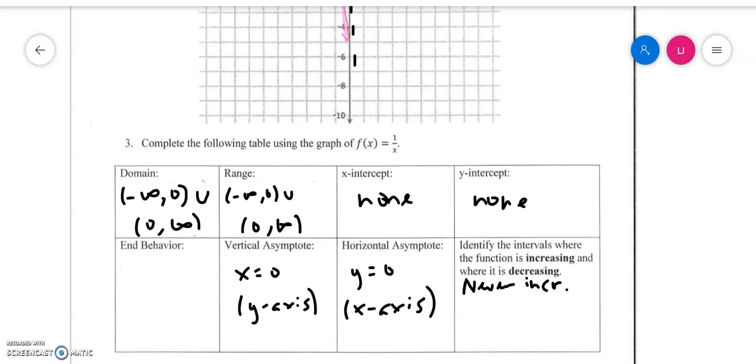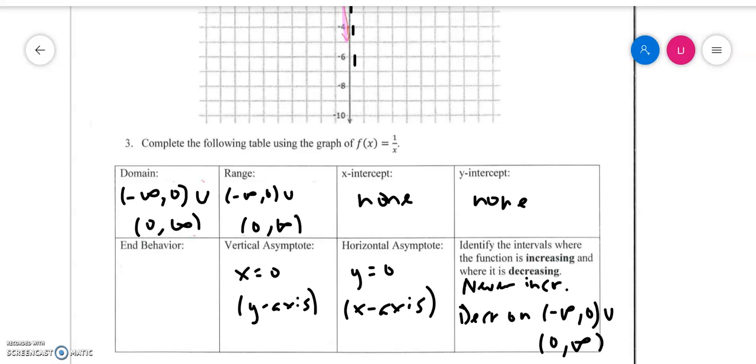And if you want to write where it's decreasing, it actually is going to be the same as the domain. So decreasing on negative infinity to 0, and then from 0 to infinity. Technically, we don't include the 0 because nothing happens at 0. There's no action on the function at 0, so it can't really be decreasing.